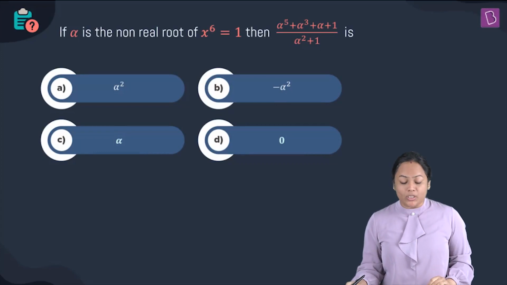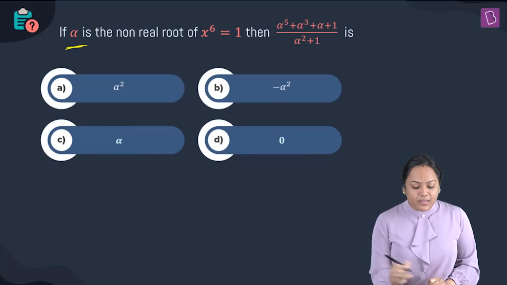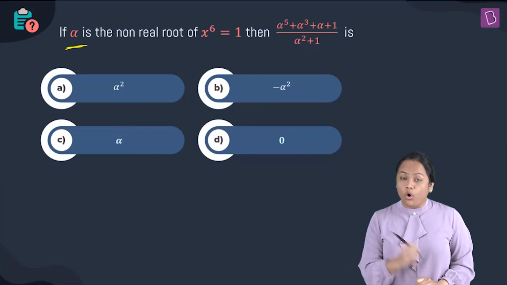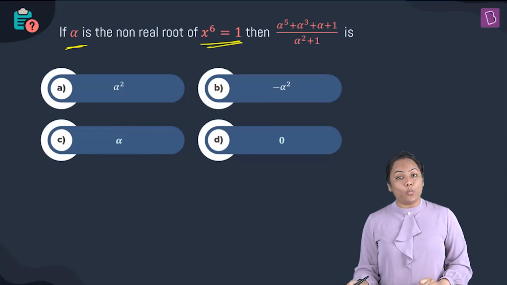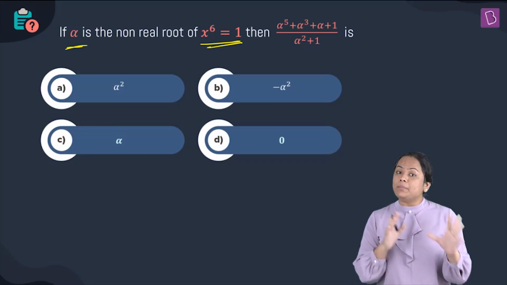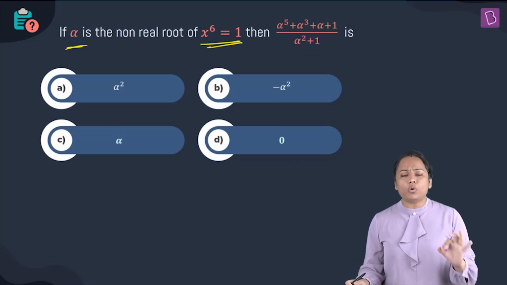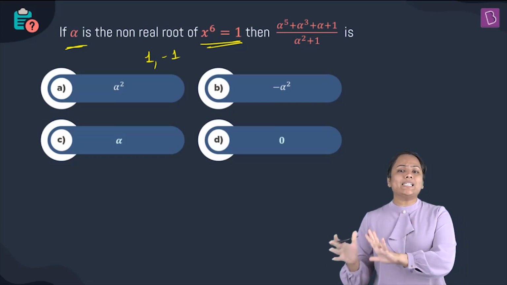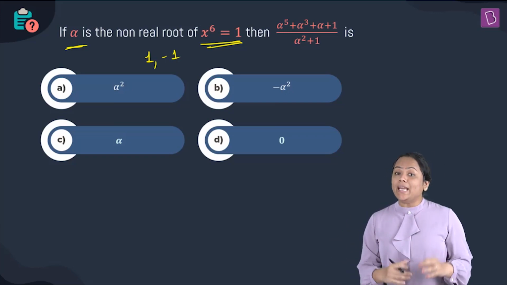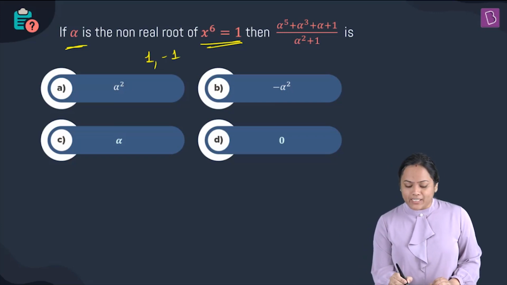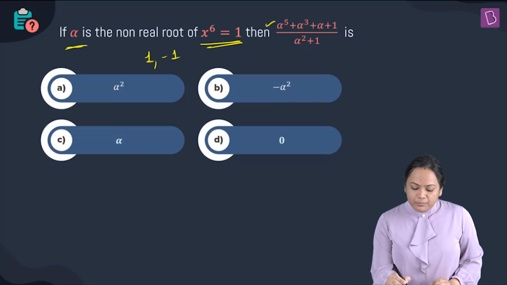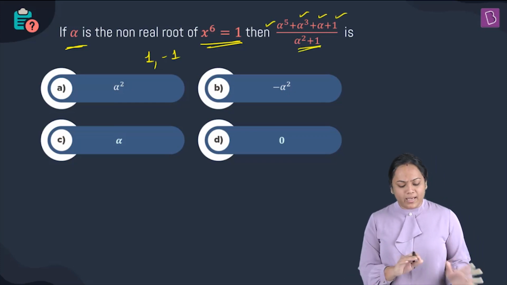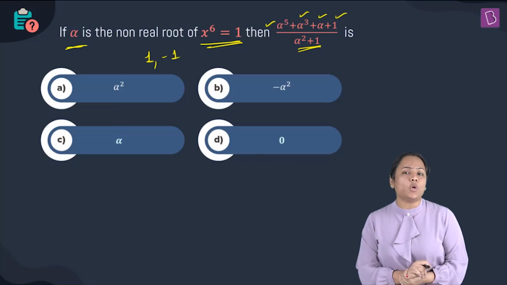Coming to the question, what they have said here is, if alpha is the non-real root of the equation x raised to 6 is equal to 1, that means alpha is an imaginary root of this equation. You already know that one root here will be 1, while another root here will be minus 1. So alpha is the imaginary root of this equation. Then they have asked what is the value of this entire expression, alpha raised to 5 plus alpha cube plus alpha plus 1 divided by alpha squared plus 1. They have given us 4 options also. How should I solve this part?